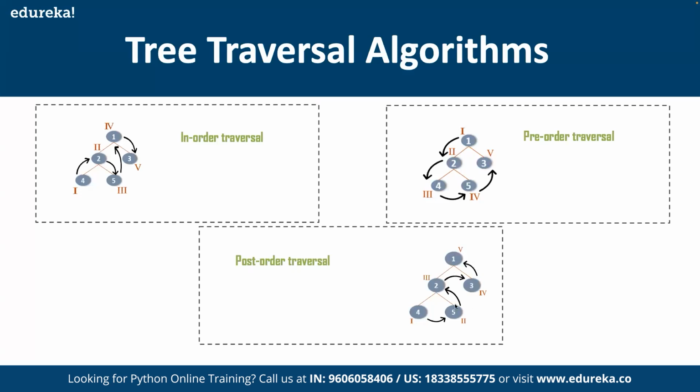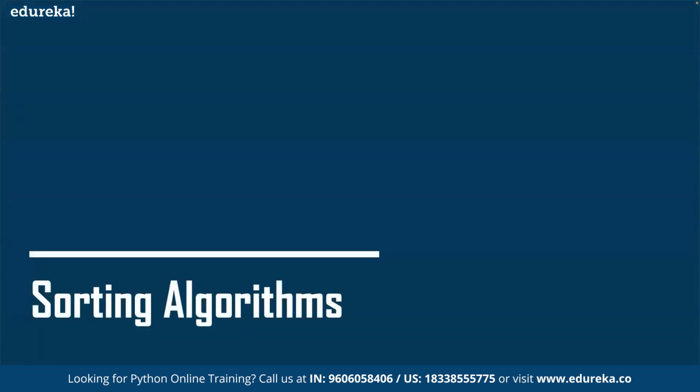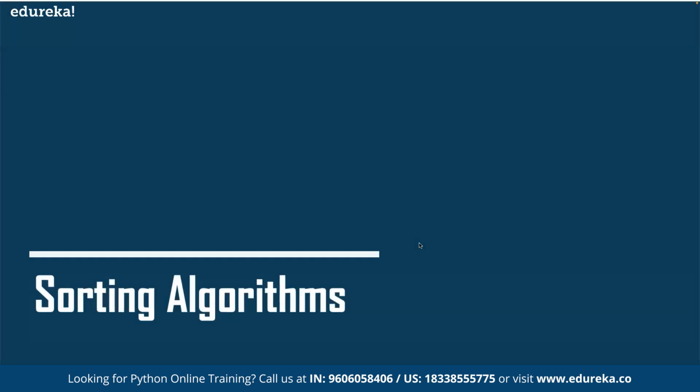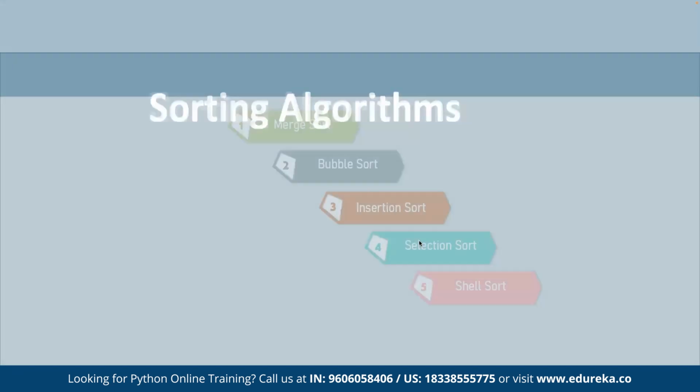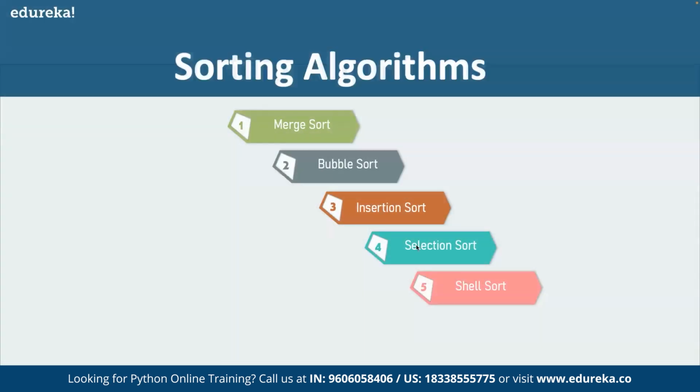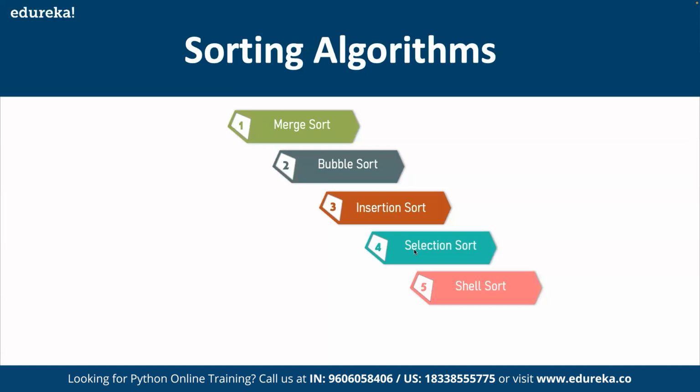So these are the various ways in which I can perform the traversal. Now, apart from this traversal, we also have the sorting algorithm. The sorting algorithm helps us to sort the values in a required manner. While sorting these values, we can make use of various methodologies, also known as algorithms.